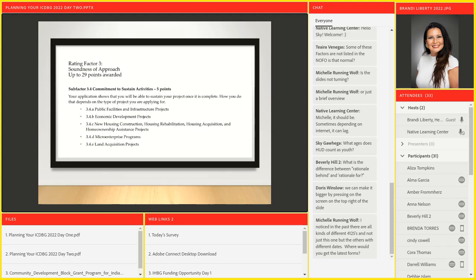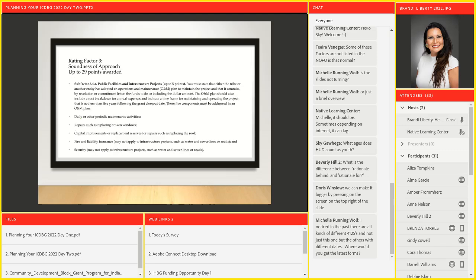So under the next subfactor 3.4, that is our commitment to sustain activities. So within this area, your application shows that you will be able to sustain your project once it is complete. And how you do that will depend on the type of project you are applying for. So obviously there are 5 different project types that you can apply for in here, and each one of these will require different things. And so we'll go through that here in just a second.